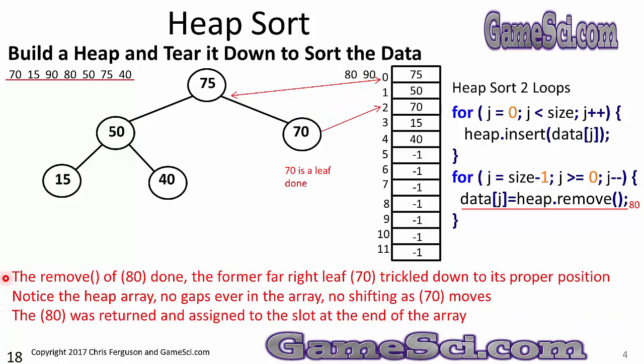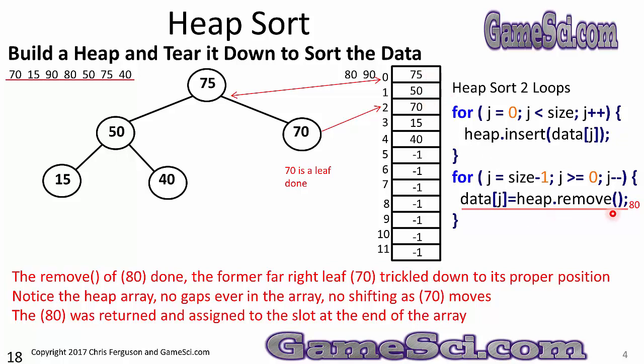The remove of 80 is done. The former far right leaf 70 trickled down to its proper position. 70 made it down to here. 70 is a leaf. The trickle down is done. Notice the heap array. No gaps ever in the array. No shifting as 70 moves. The 80 was returned and assigned to a slot at the end of the array. 70 and 75 swapped, but we did not have to shift any data.